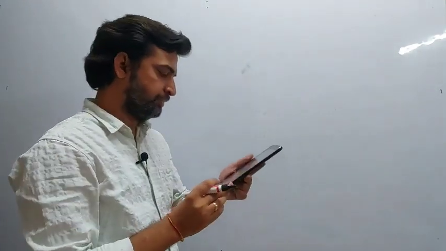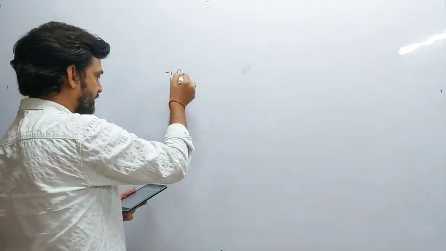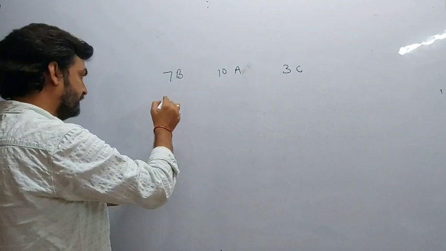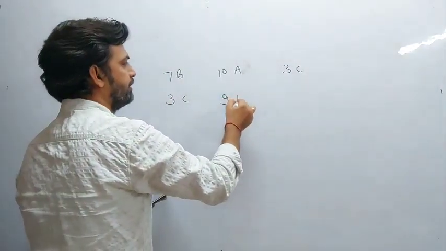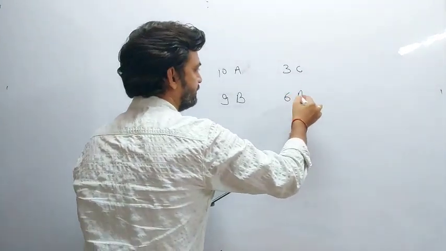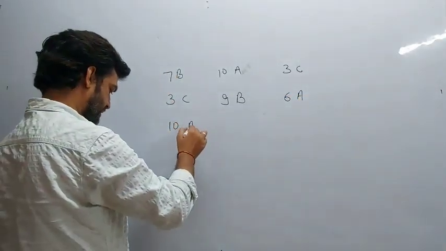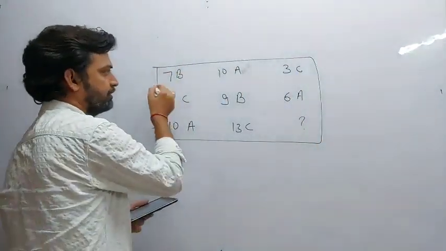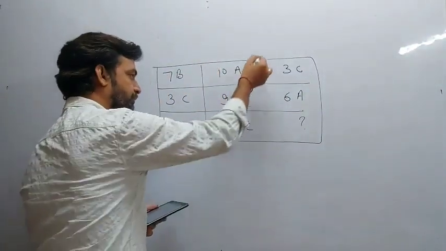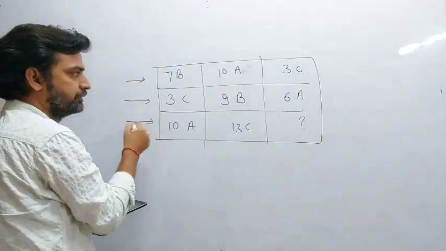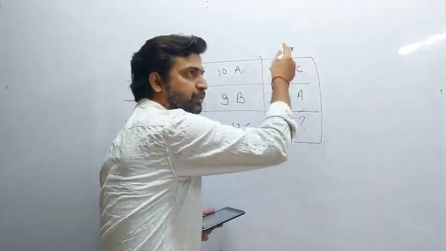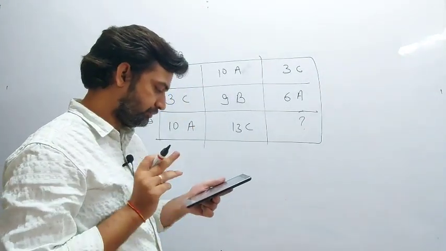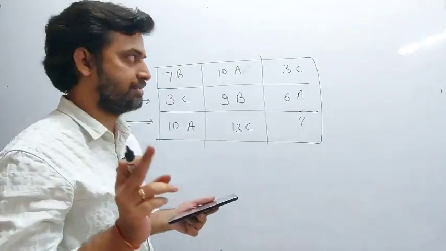Coming to the next. Okay. 7B, 10A, 3C, this is 3C, 9B, and this is 6A. A grid is provided: 10A, 13C and a question mark. The question clearly mentions that there's logic in the rows, not in the columns. You need to follow the rows, right? Because two different answers are coming. If we follow the columns, the answer is different; if we follow the rows, the answer is different. So it is clearly mentioned that the grid follows a certain trend row-wise, not column-wise, right?